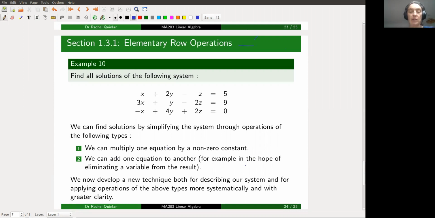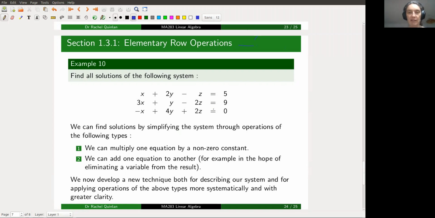Second thing we can do: we can add one equation to another, for example, in the hope of cancelling some variable when you do this addition. And again, we should think carefully about why these operations are permissible. If you add one equation to another, you are certainly changing your equations. The new one is not the same equation as any of the previous ones. But the point is that simultaneous solutions of all of them must survive this process of adding one equation to another. If you have a choice of numbers x, y, and z that satisfy all 3 of those equations, then they also have to satisfy any equation that you can get by adding those together or by multiplying them by constants.